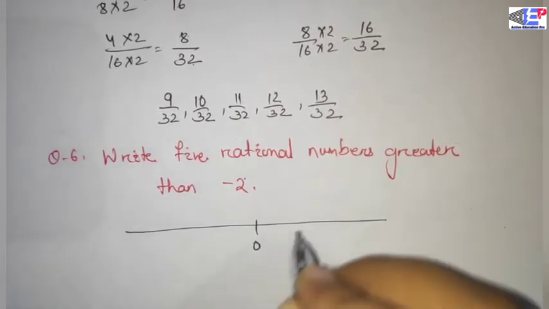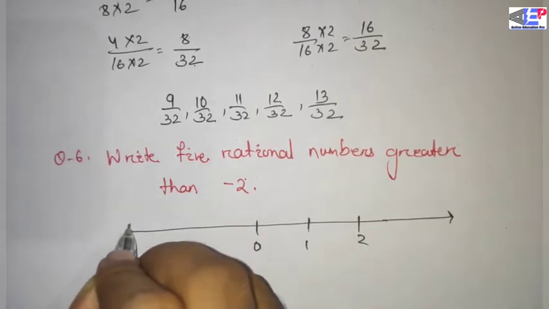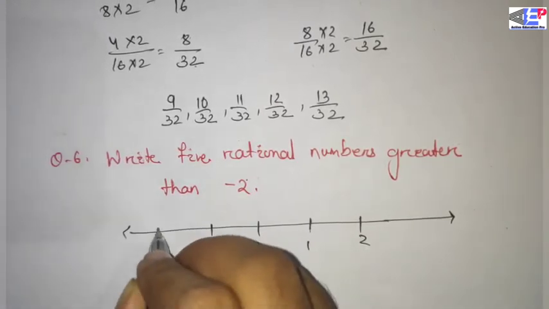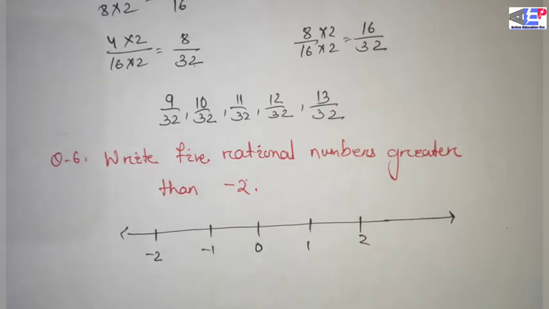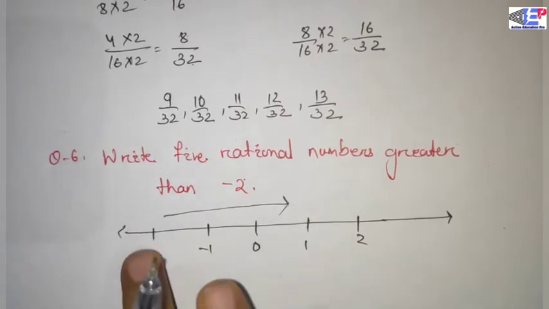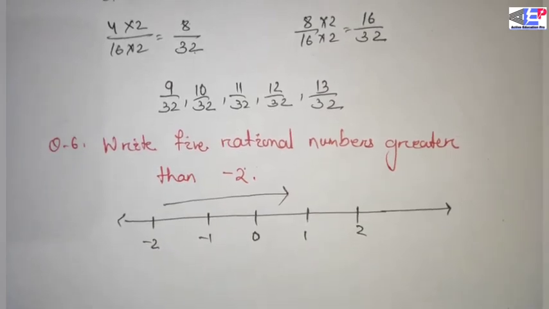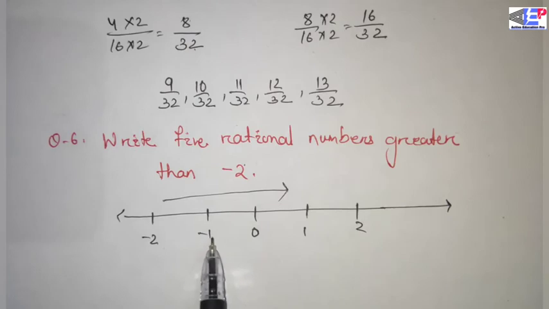so here is 0, 1, 2, positive numbers, minus 1, minus 2, negative numbers. So which is greater than minus 2? Greater than minus 2 means you need to move from left to right. Move from minus 2 onwards towards the right. Okay, the rational numbers minus 1, 0, 1, 2.